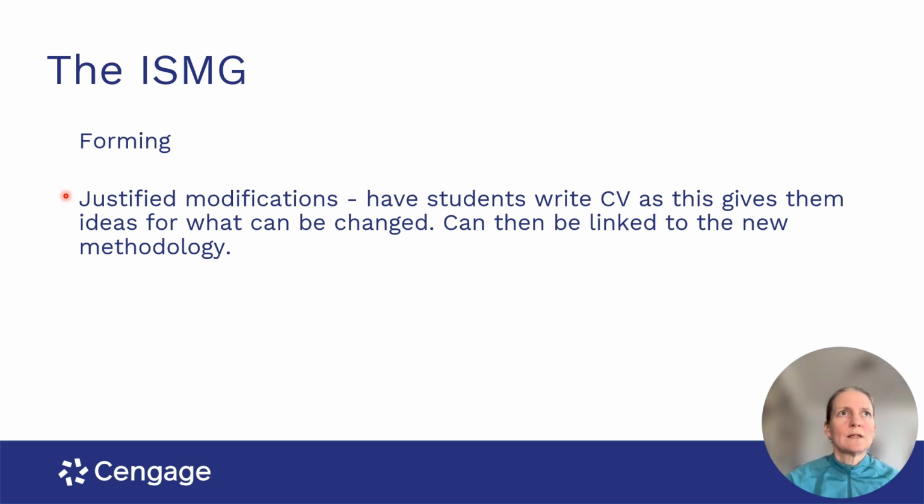So remembering that the modifications include refinement, redirection, and extension. So if kids understand what variables they controlled initially, it does give them an idea of ways that they can extend their investigation or actually refine their investigation if they weren't able to control those variables the first time round.